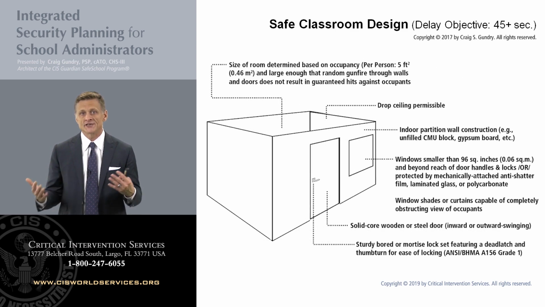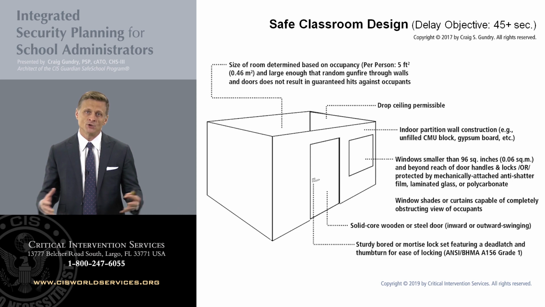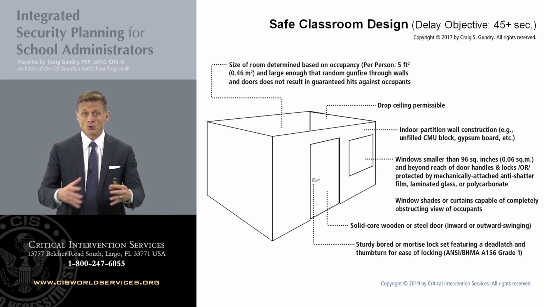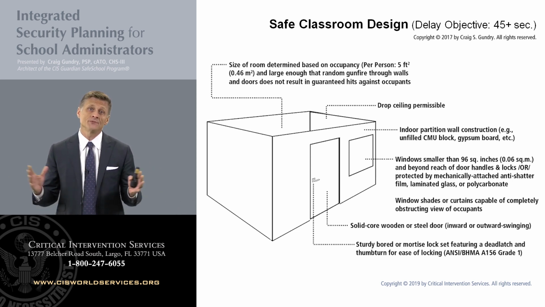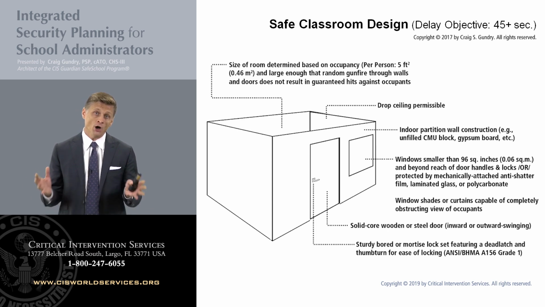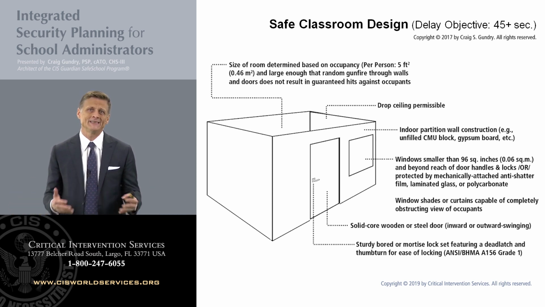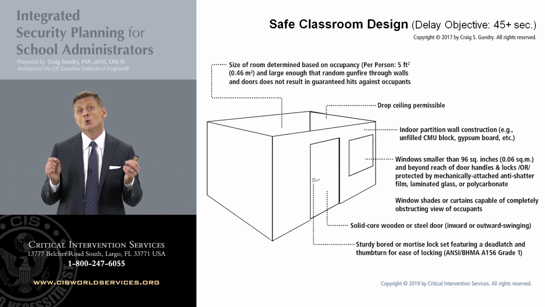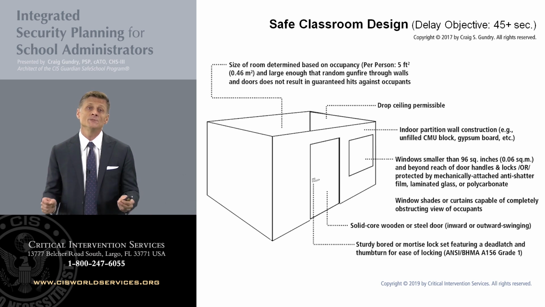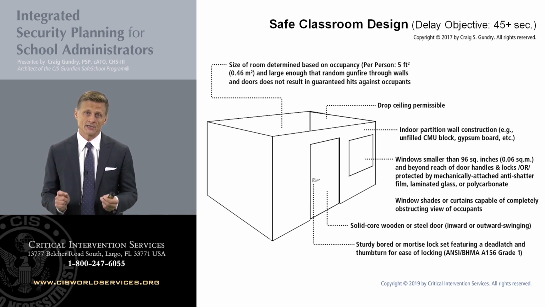And this kind of summarizes these various different elements of how they might be applied. So we have a room where size-wise is adequate for the capacity of students. Now, there are actual guidelines for making this kind of determination, which is 5 square feet per person. However, truthfully, in the real world, I don't spend a lot of time measuring rooms and looking at student capacity. What I do look at, however, is whether or not the room is large enough that if somebody attempted to randomly fire through walls and doors, it will not guarantee hits against students located inside the classroom.